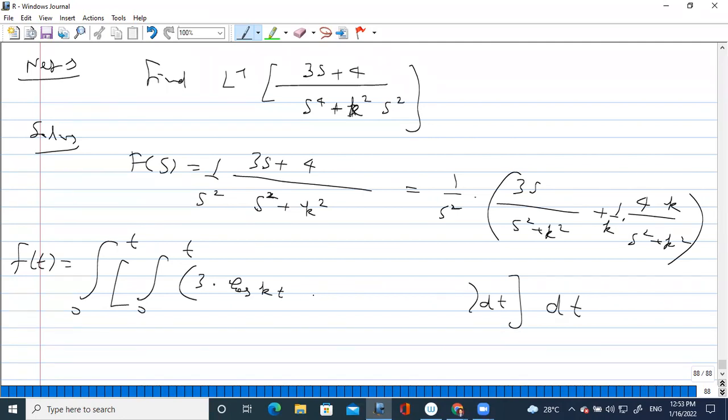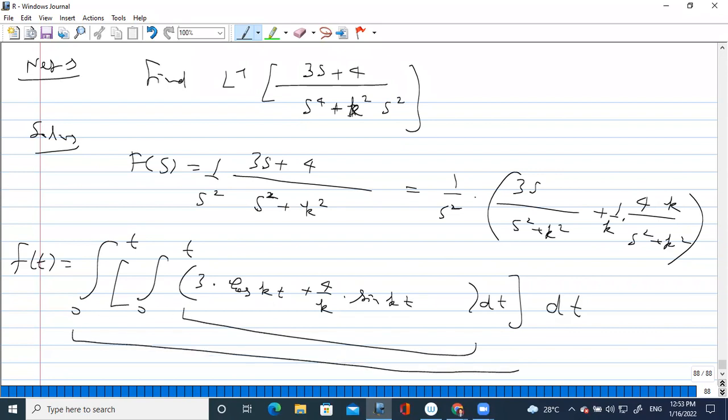Understood? Plus this is 4 by k now, and from here the f(t) part will be what? k by s square plus k square. It will give me sine of kt. Now you integrate it, put the limit, again you integrate that, put the limit. So this is your homework. You can do it. Okay. So this is a NET question of 5 marks. You can get the answer. Note down this.